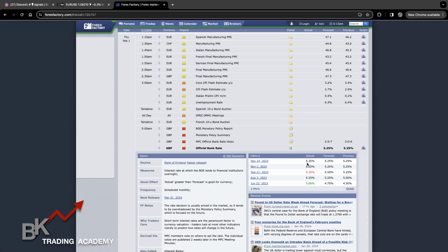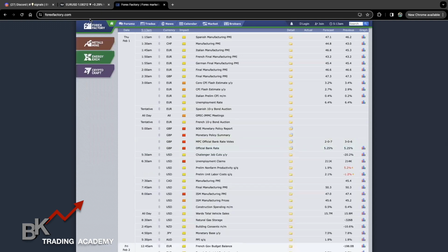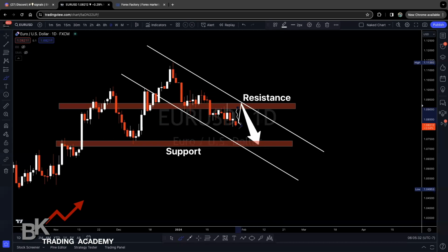So I know that if a country is not raising rates, that's going to weaken their currency. But if they start raising rates, that's going to boost their currency, therefore pushing it to the upside. So this is how you can combine fundamentals with your technicals to give you a much stronger indicator of what can happen in the market.